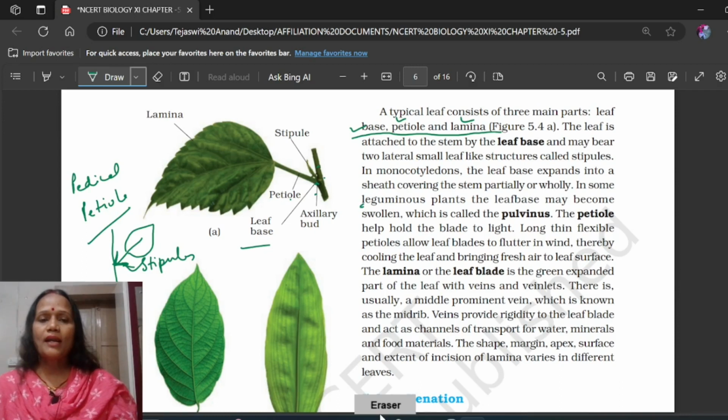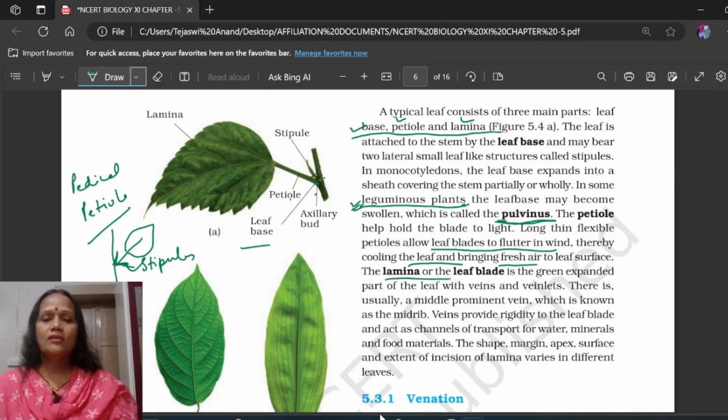In leguminous plants, many times I have discussed in my classes what leguminous plants are. All the pulses family plants are called leguminous plants. So pulses family means, go and look at the pea plant. The leaf base becomes swollen, which is called pulvinus. Means the condition of the stipule differs from one plant to another plant. The petiole helps hold the blade to light. Long, thin, flexible petioles allow the leaf blade to flutter in the wind, cooling the leaf and bringing fresh air to the leaf surface. Lamina or the leaf blade.